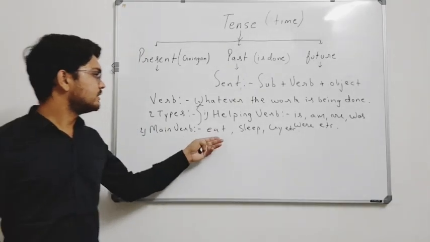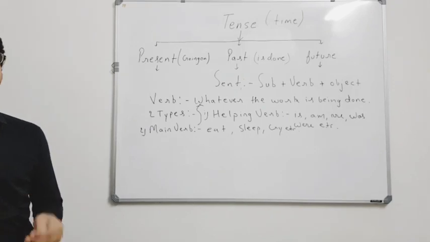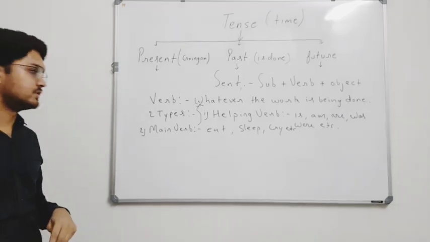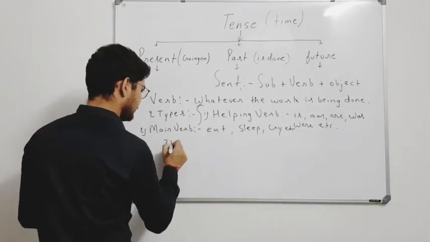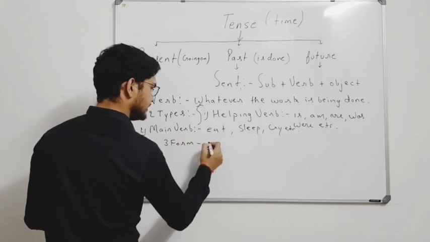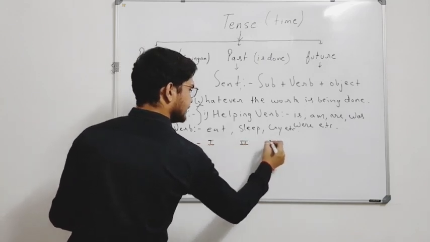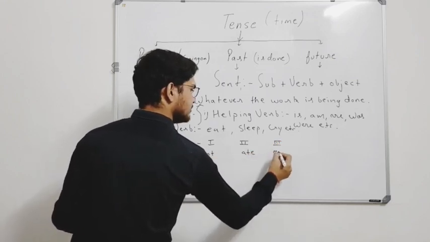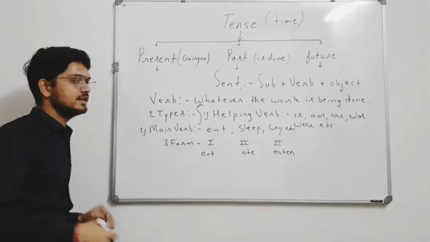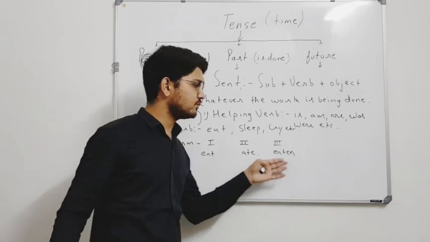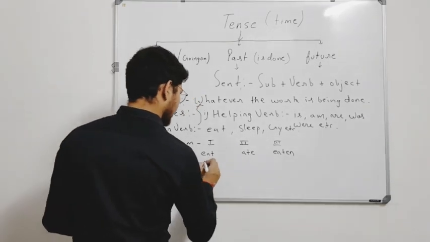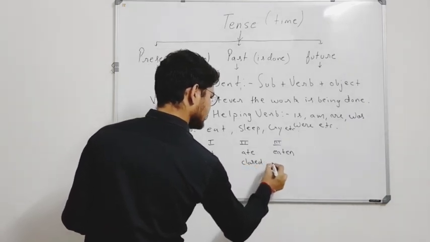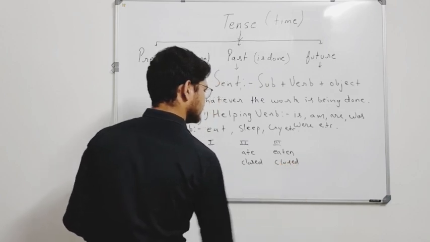Now this is the main verb, and the main verb has three forms. This is a single main verb, and it will have three forms. What are they? Let's see. We have three forms in a main verb: first, second, and then third. Like you can see eat, and then ate, and then eaten. Eat, ate, and eaten. So this is the first form, this is the second form, and this is the third form. Now we have close, closed, and closed.